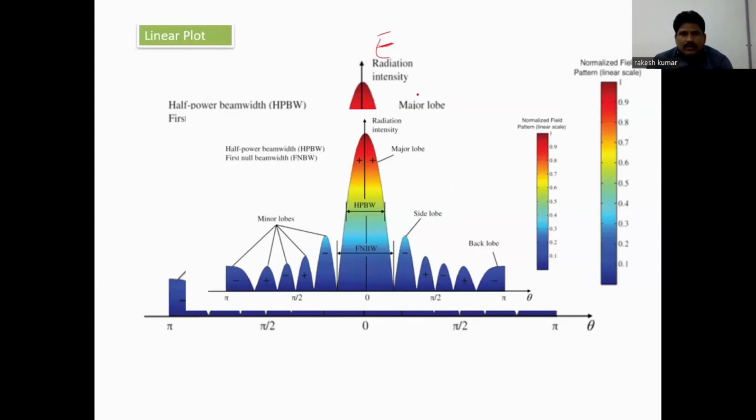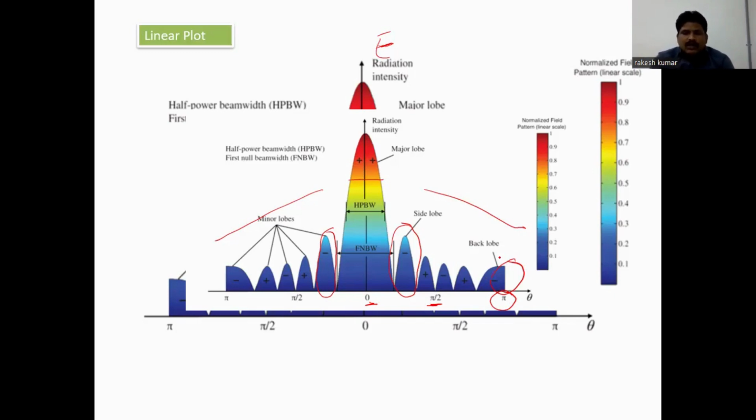Here, this is the major lobe, and all remaining lobes, we call minor lobes. What is a side lobe? The lobe which is adjacent to the major lobe. So these are the first side lobes, and the remaining are second side lobes. What is meant by back lobe? Here, theta is equal to 0, theta is equal to 90 degrees, and theta is equal to pi. The lobe which is at theta equal to 180 degrees, we call a back lobe.